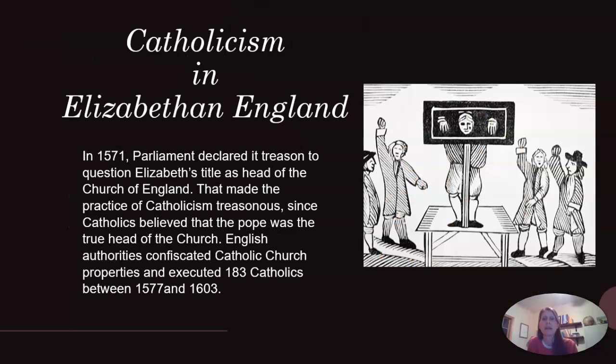Catholicism in Elizabethan England. In 1571, Parliament declared it treason to question Elizabeth's title as head of the Church of England. That made the practice of Catholicism treasonous, since Catholics believed that the Pope was the true head of the church. English authorities confiscated Catholic church properties and executed 183 Catholics between 1577 and 1603.